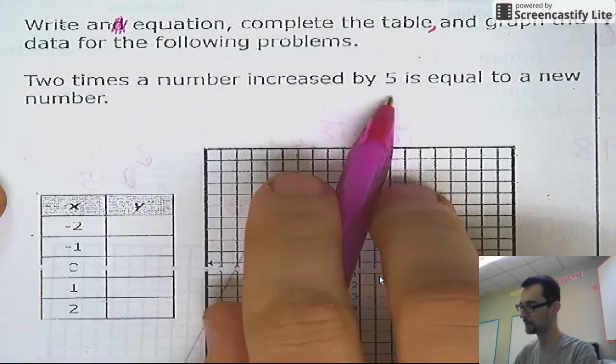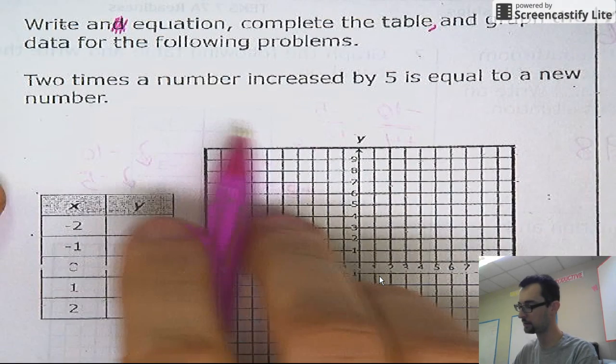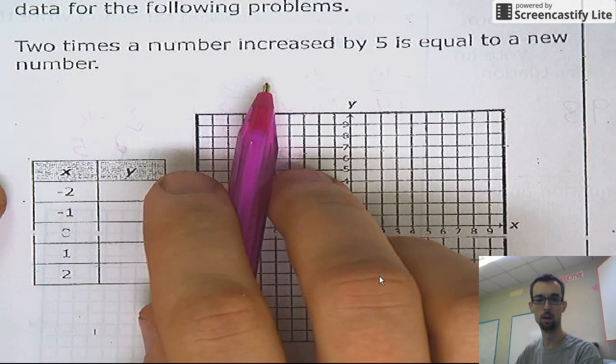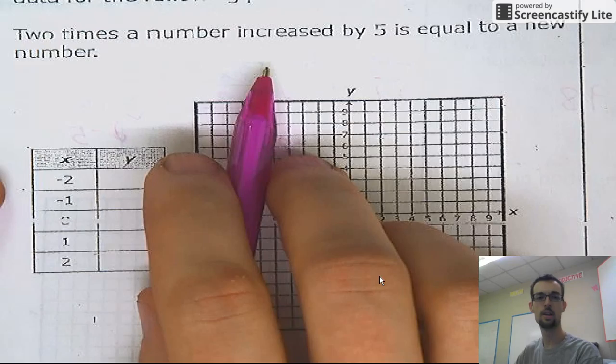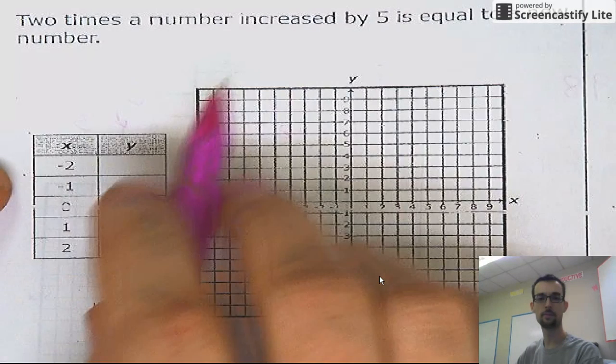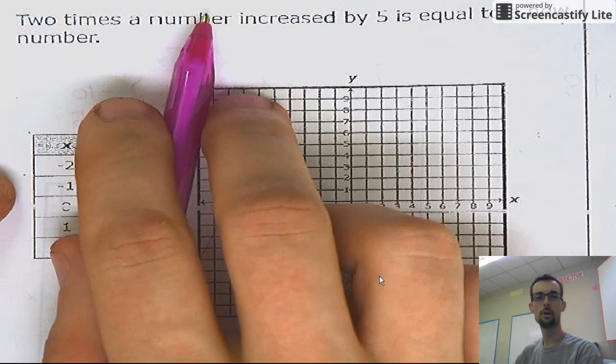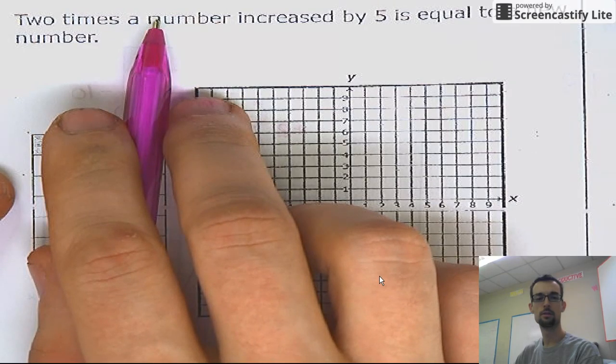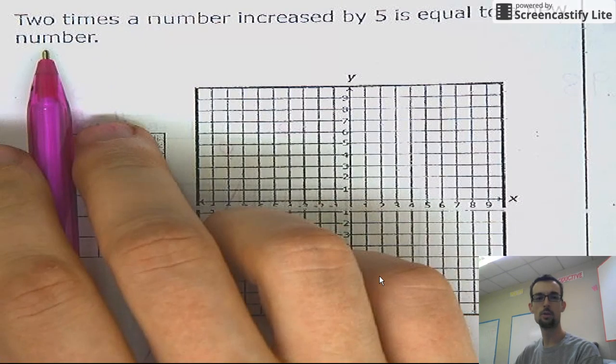Anyway, 2 times a number increased by 5 is equal to a new number. Blah. I love these things, don't you? Okay, here's what this is saying. Listen, okay, we don't know what this number is, and we don't know what this new number is. It just tells us a relationship, though.